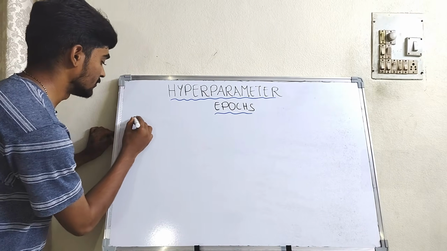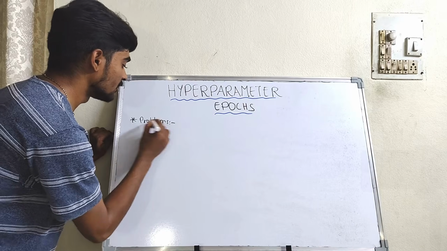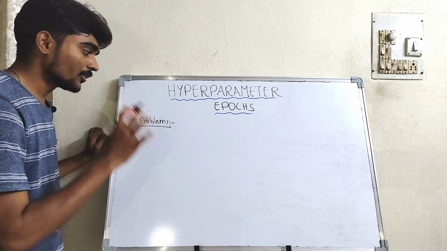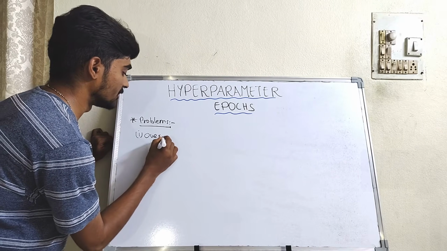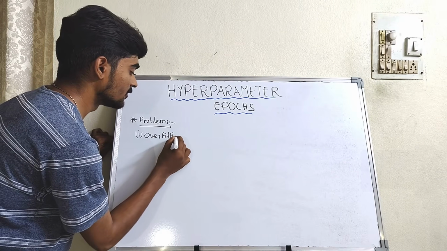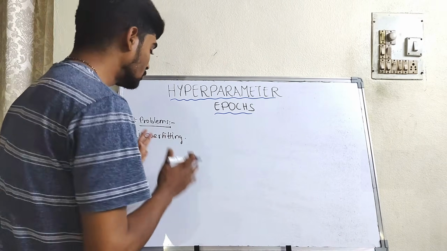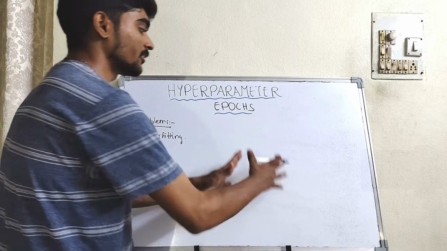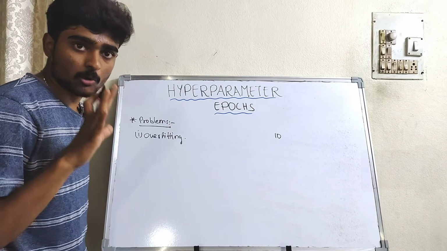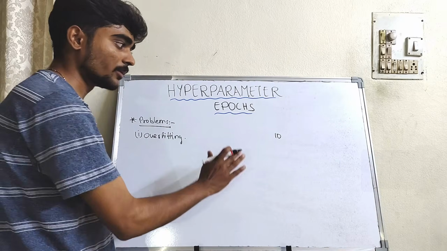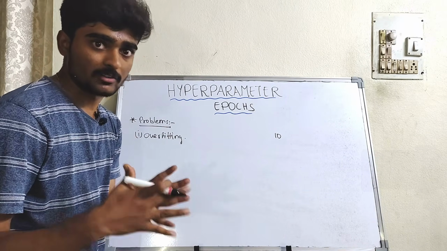Now let's discuss the problems. We basically face two problems due to a random number of epochs. My first problem is overfitting. This is the biggest problem that we face due to the number of epochs. To understand overfitting I'll explain with an example. Let's say we have a small amount of data and corresponding to that I have taken a larger model for training.